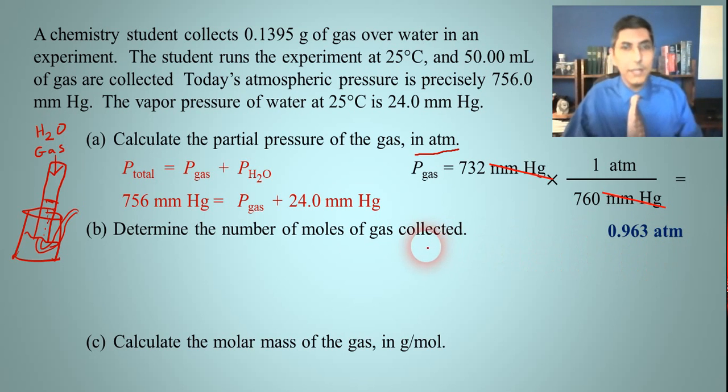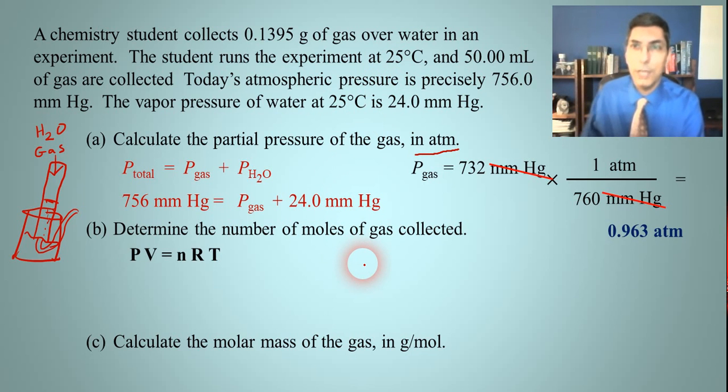Now part B is to determine the number of moles of gas collected. Well, we have a pressure, we have a volume of the gas, or the test tube, and we have a temperature. This sounds like a PV equals nRT problem. This is the ideal gas law. We're just going to plug and chug.